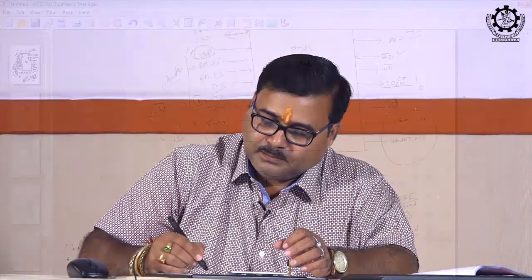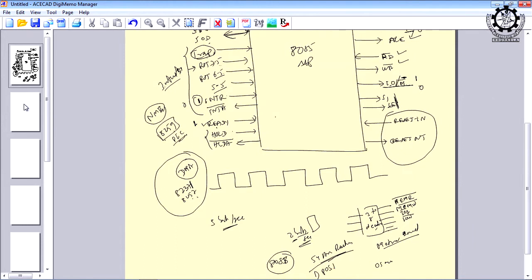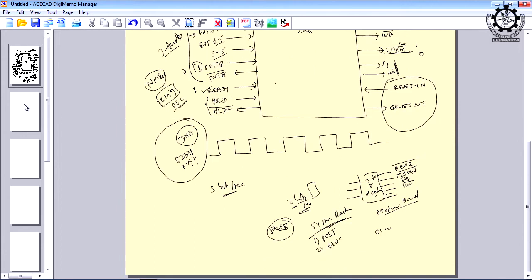Any idea? Okay. So, number 1, POST. POST stands for power on self test. Number 2, BIOS, basic input output system. What is the third one?